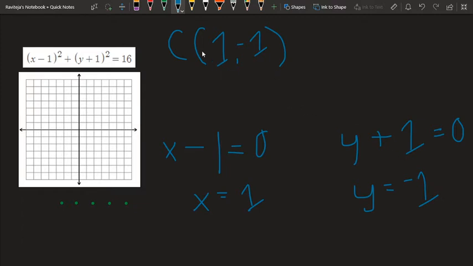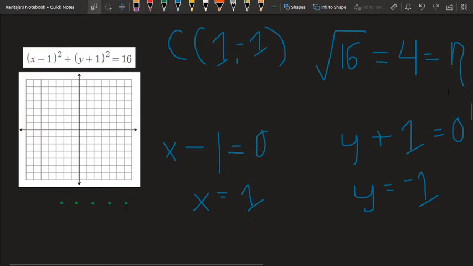And now that we found the center point, all we have to do is find the radius, which would just be the square root of 16, since that is the number the left side of the equation is set equal to. And that is just 4, which means 4 is our radius for this problem. So now that we found the radius and the center point, let's just put those points on the graph. So the center point is 1, -1, so it's right over here. And now that we know the radius, we just go for right, up, left, and down.